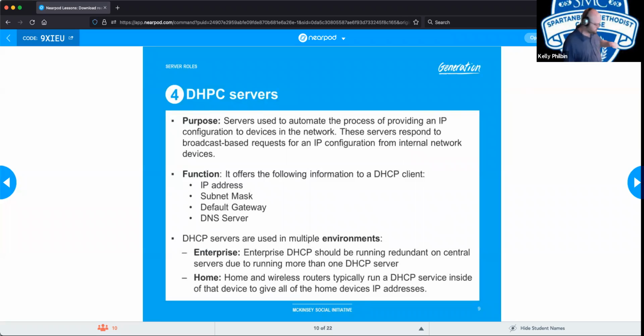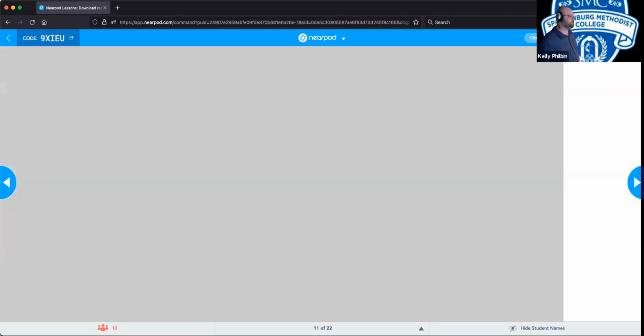All right. DHCP, we should all be pretty familiar with this one by this point. It automates the process of offering up IPs to everybody. And it gives the following information to every host when they come on: IP address, subnet mask, default gateway, and DNS server. Those are the four key pieces of information you need when you hook up to any DHCP server. The DHCP servers, they're used in multiple environments. We do use them in our homes, we use them in offices and things like that. And they can serve a multitude of functions.